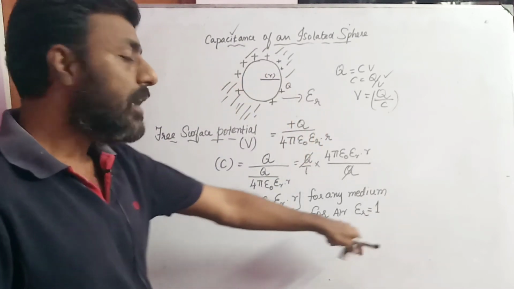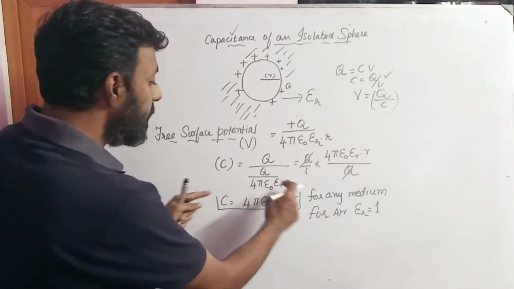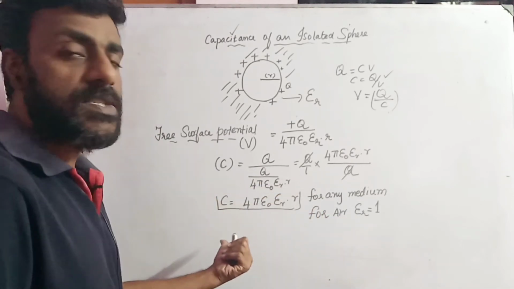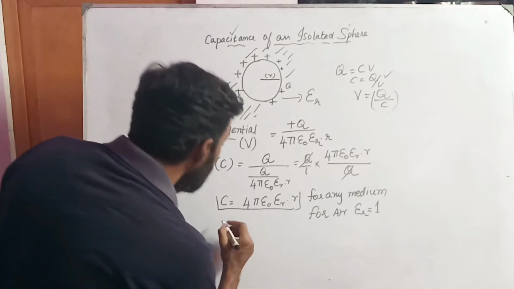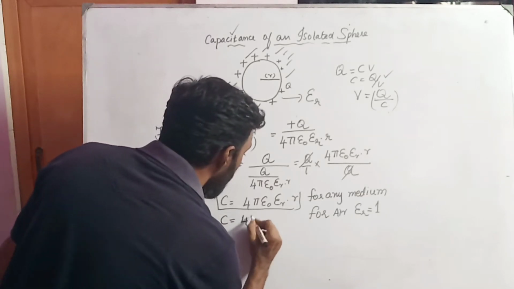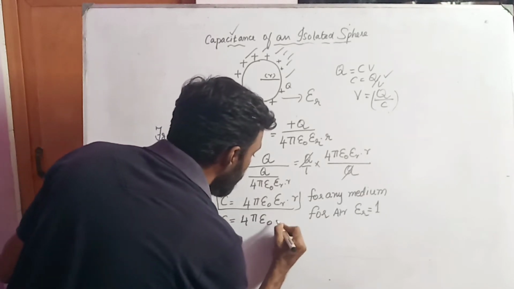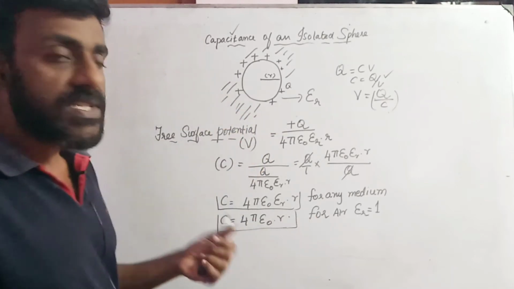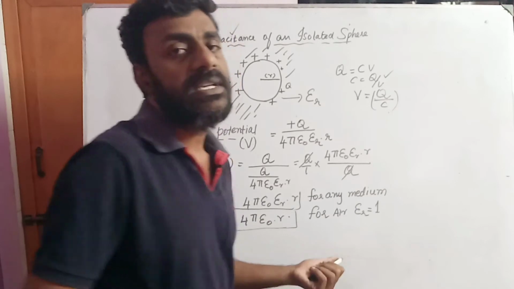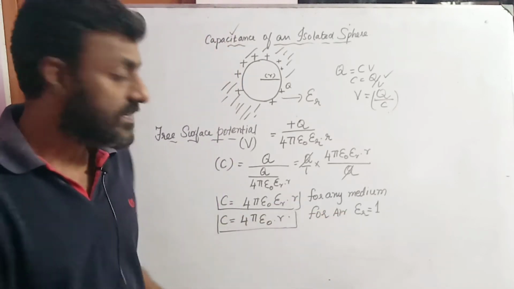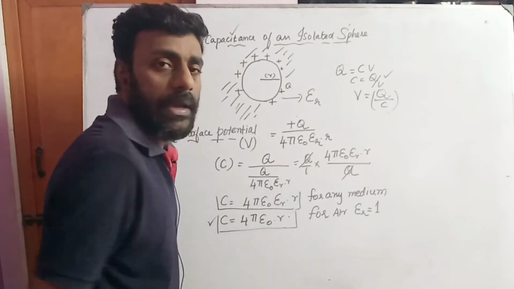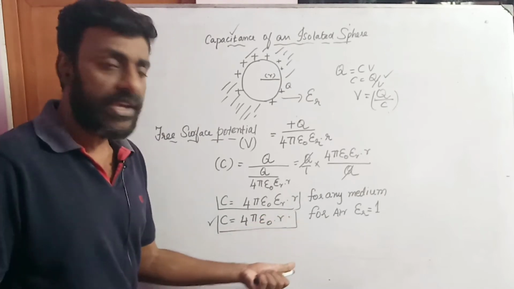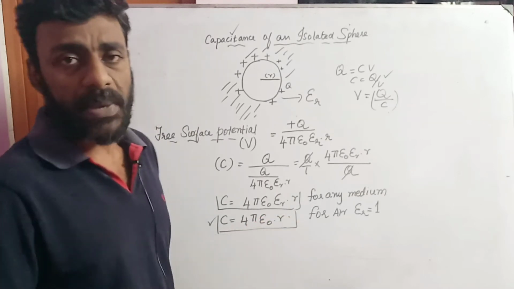So when epsilon r is equal to 1, automatically what will happen? The capacitance value will change. So C will be equal to 4 pi into epsilon naught into r. So this is the value of capacitance when the relative permittivity is 1. This happens only for air. If air is used as the medium, this is the value of capacitance.